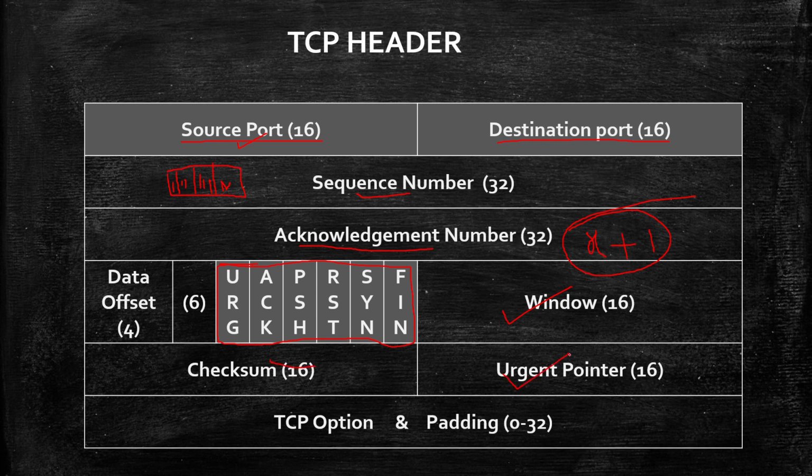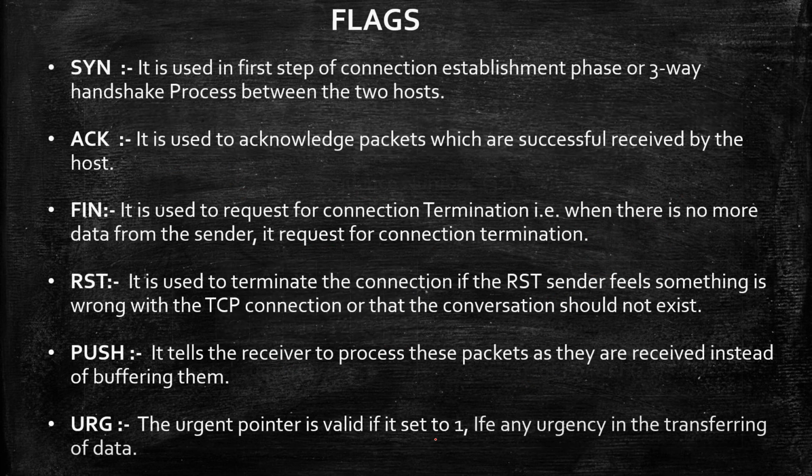For example, if you are sending 200 bytes of data, and 50 bytes of that is the most urgent data, you mention that those 50 bytes are most urgent, so you send those first. Then TCP option and padding. TCP option and padding is used for adding extra data. Okay, go to the next. I hope all your doubts are clear. So come to the flags, guys.